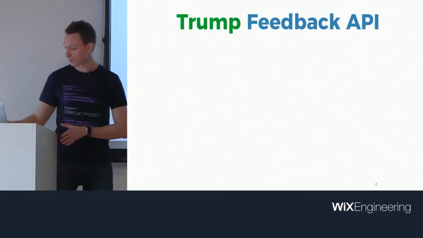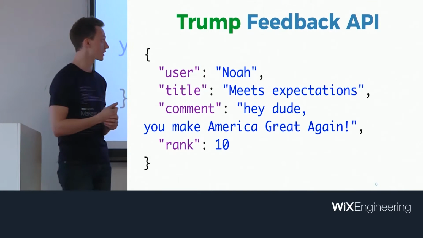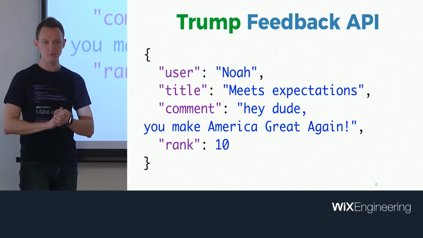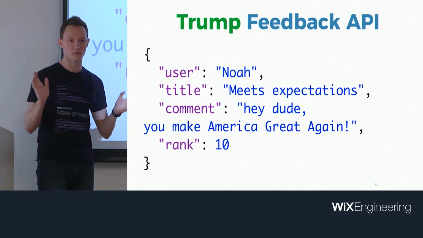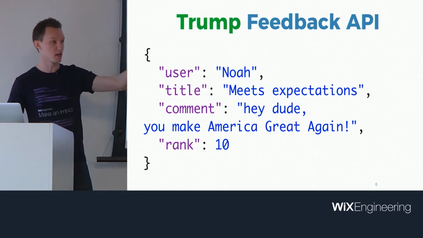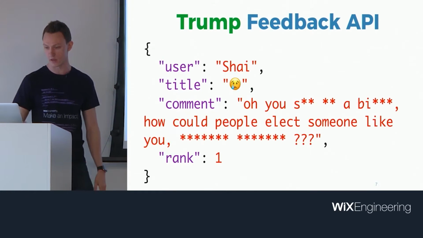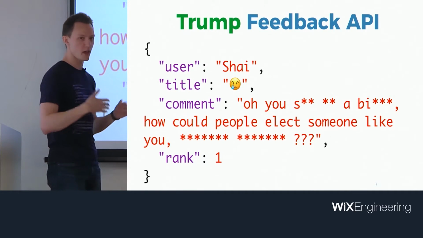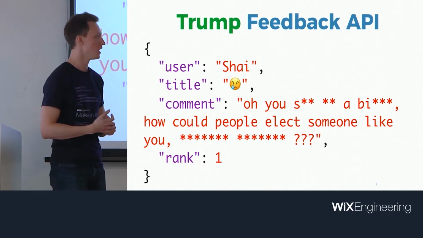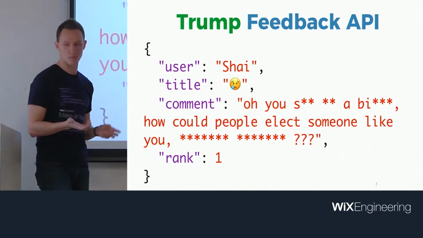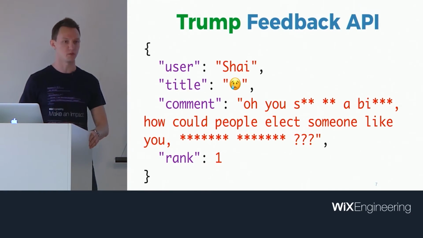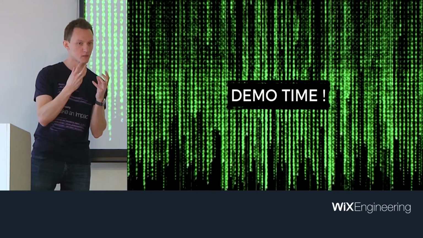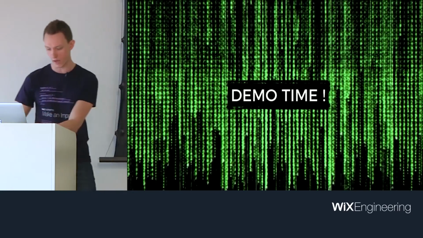Let's build an API. So how may the feedback look? For example, Noah says it meets his expectations, and this dude really is making America great again, and not only America, and puts a rank of 10. Let's pretend 10 is the biggest rank here. But now there is Shai also, who is not that engaged with the politics of Trump and his approach, and he is expressing a little bit of different feedback. So let's take a look at a demo of how the simplest API for this can look.